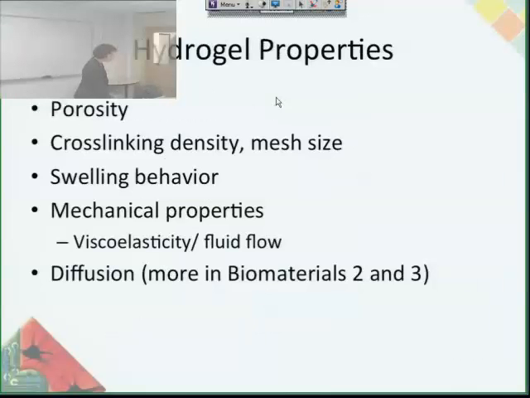Okay. So that's how you make hydrogels and how you classify them. The properties of the hydrogel network are what is going to determine its material properties, including its mechanical properties, its structure, swelling behavior, and diffusion, which is going to be really important for drug delivery. So we'll talk a lot more about that in biomaterials too, and really important in tissue engineering. If you're going to encapsulate cells, there needs to be diffusion of oxygen and nutrients. So that's really important in tissue engineering, so we'll talk about that in biomaterials 3. But for now, I want to talk about porosity.